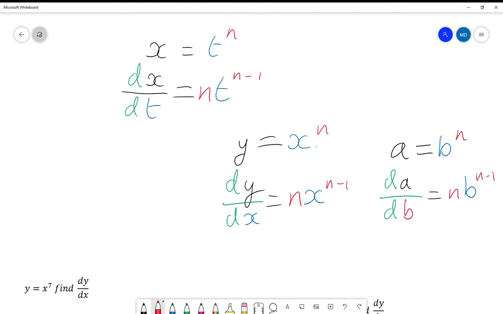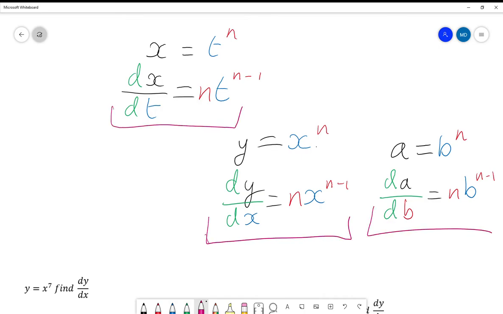And the variables we pick really don't matter. The principle is exactly the same. In each and every case here, n is just a number. It's just representing a constant number, whereas here x and t are variables, here y and x are variables, and here a and b were the variables. And I put b in the wrong colour. Let me change that.